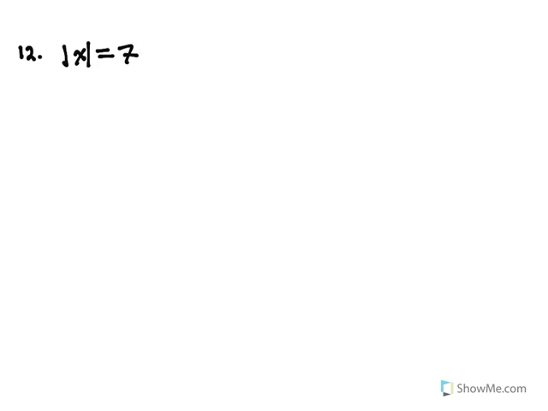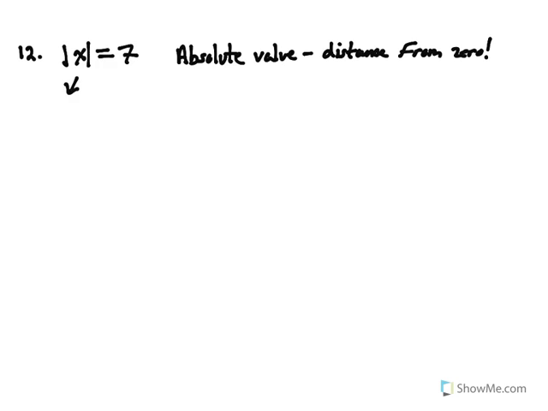Okay, absolute value equations. They're actually very simple. When we talk about absolute value, remember we said that the absolute value is the distance from 0. Distance is always measured as positive, right? So here, x can be 7, and x can be negative 7.